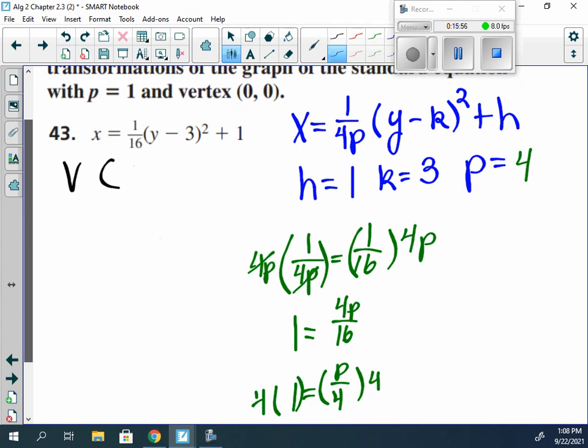What would the vertex be? 1 comma 3, h comma k. H is 1, k is 3. The focus is h comma k plus p, right? H plus p comma k, yes? So h plus p, 1 plus 4 is? Comma 3.